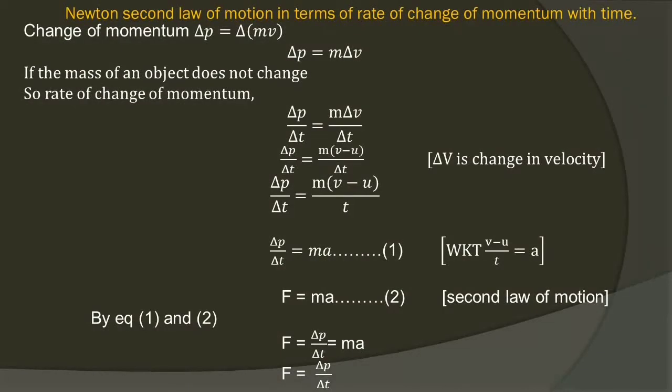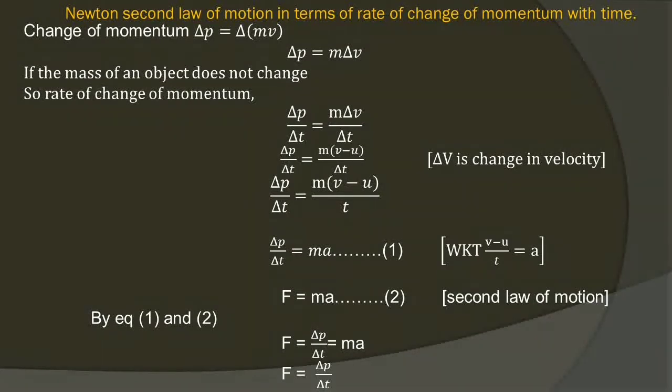Okay, so to derive this, let a body of mass m be initially moving with a velocity v. So its linear momentum, by the formula, will be p is equal to m into v, because linear momentum of a body is the product of its mass and velocity.